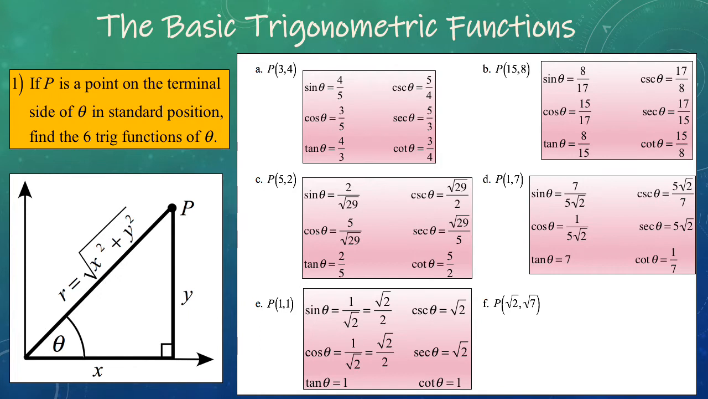Cosecant theta will flip the sine theta, and the best way to flip it is simply to write it as the square root of 2, as is the secant theta. Cotangent theta is also 1.